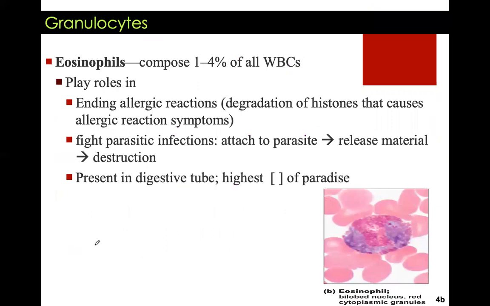Now, another granulocyte classification is eosinophils. Eosinophils are the second least common type of white blood cells we have. So they're about 1 to 4% of your white blood cells, again, relatively low. The most important role they play is they are essential in ending your allergic reactions. So basically what they do is degradation of what we identify as histamines, which basically trigger your allergic response.